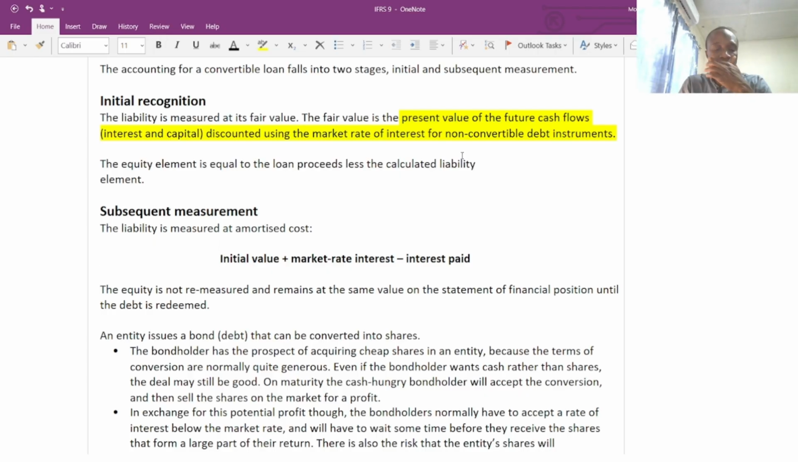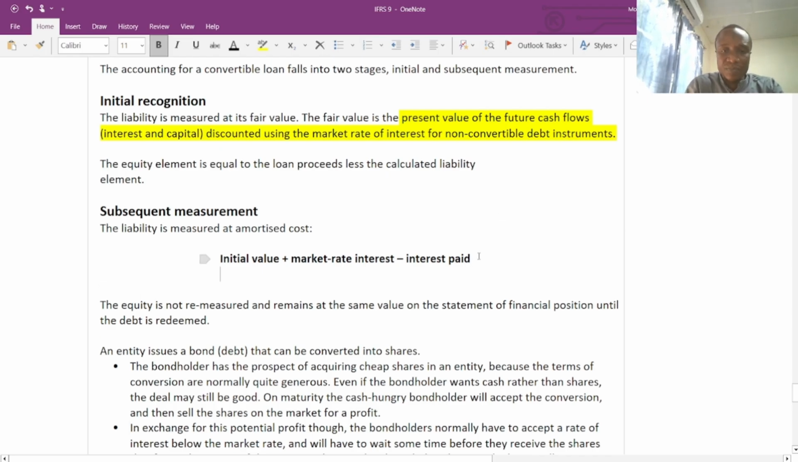Now, when we are talking about subsequent measurement for the equity, we are not going to do any subsequent measurement until the maturity date. While for the liability, we are going to use the amortized cost to account for the finance cost as well as the interest paid and the closing liability. So now, let me just spend a few minutes to distinguish between the market rate and the interest paid. Now, let me deal with the interest paid first.